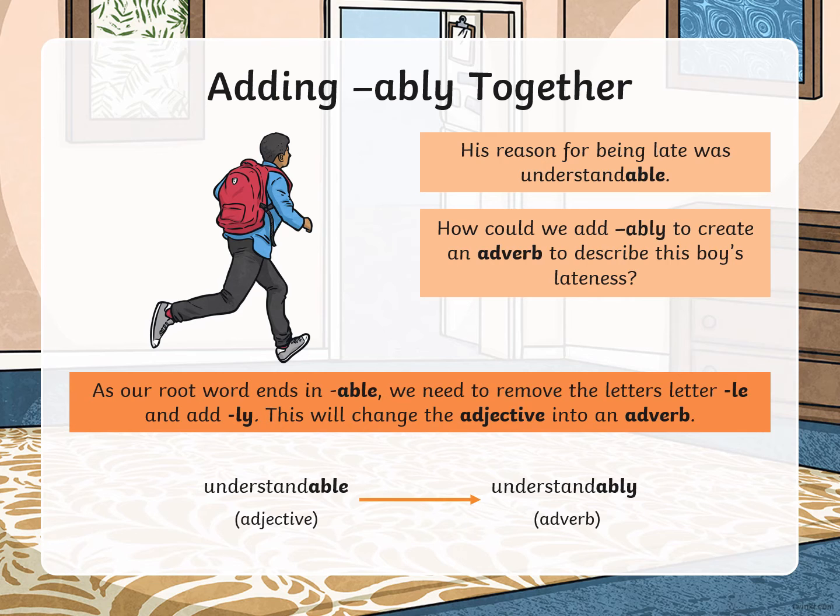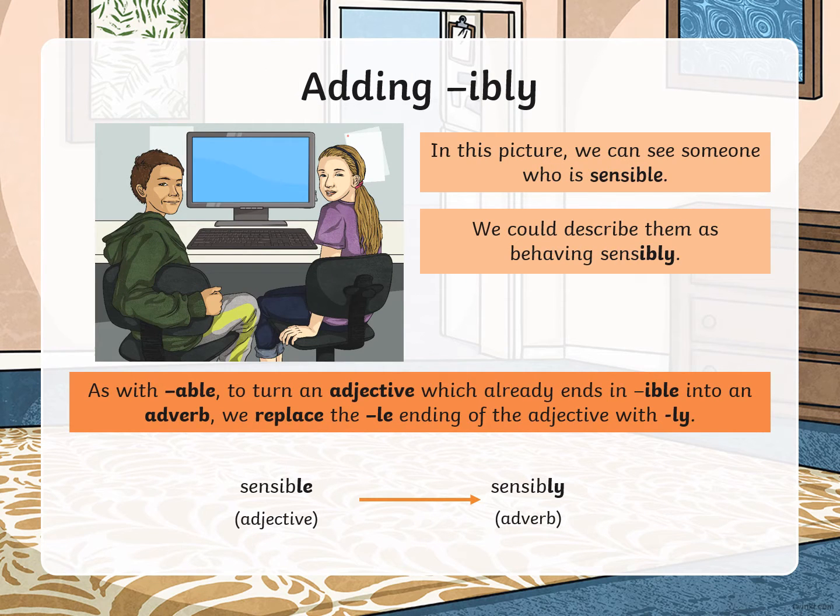We are moving on to the ibly endings now. In this picture we can see someone who is sensible. There are two sensible people there, just like we are in school. We can describe them as behaving sensibly. As with able, to turn an adjective which already ends in ible into an adverb, we replace the le ending of the adjective with ly. So again, we're turning an adjective into an adverb: sensible, sensibly.